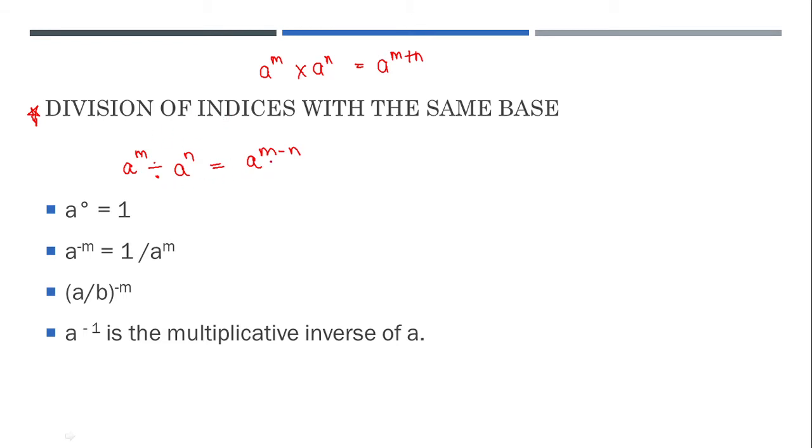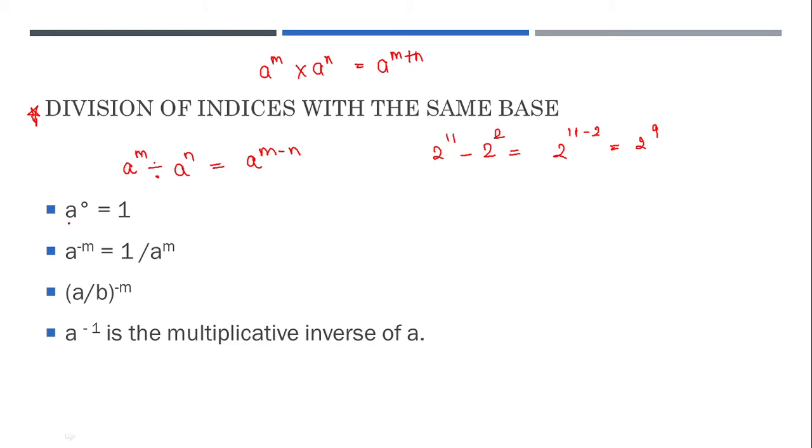So what will we be doing? We will be subtracting the powers by taking the base common. Suppose we have 2 raised to 11 divided by 2 raised to 2. So the base is the same, 2. Take it common and subtract the powers, that is 11 minus 2. So we will be getting 2 raised to 9. That simple is the division of indices.